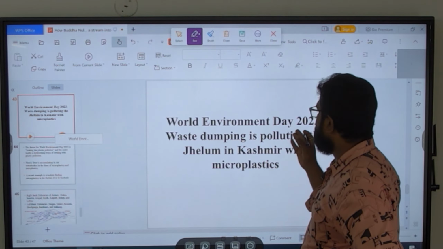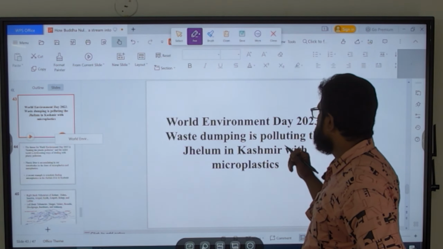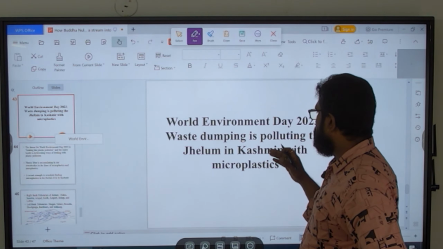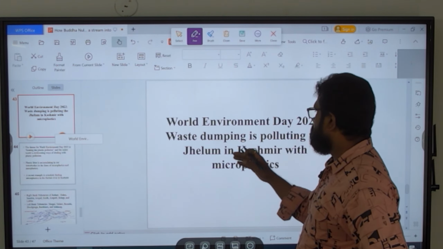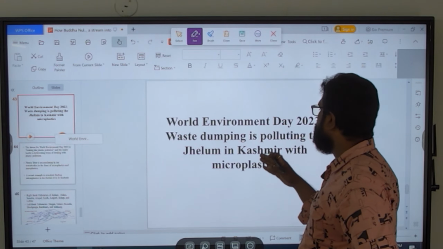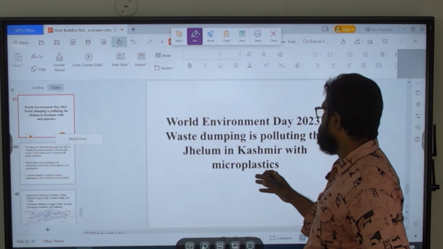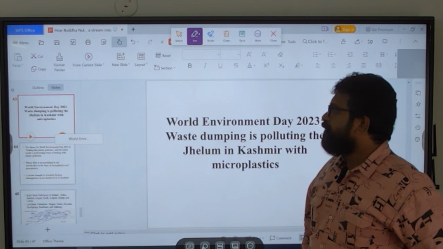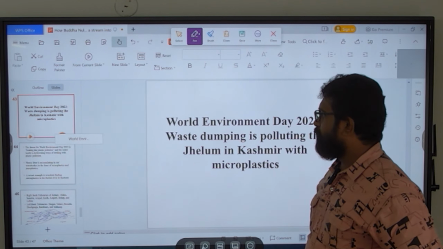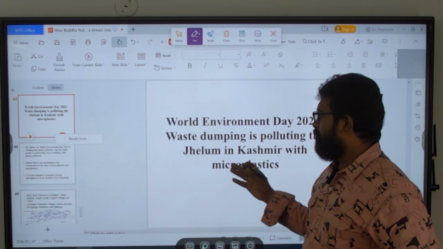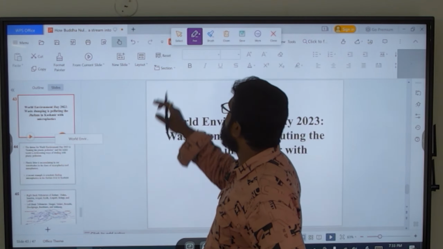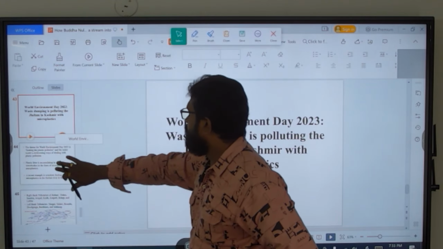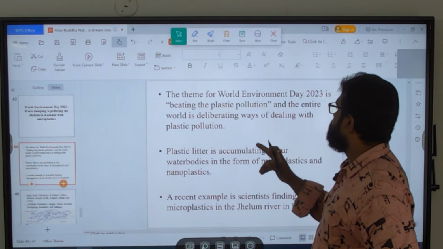World Environmental Day of 2023. What they proposed is that waste dumping is polluting the Jhelum River in Kashmir with microplastics. This is actually the news which we saw in the newspapers. When you look at this, you see this.